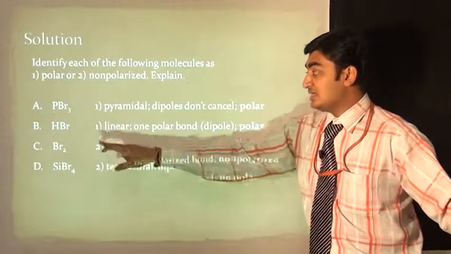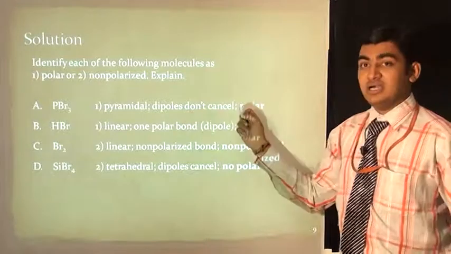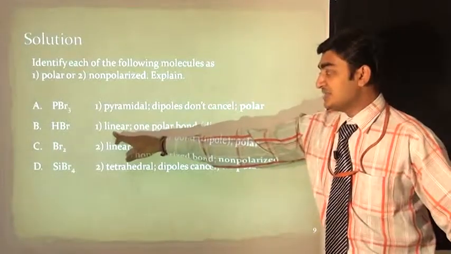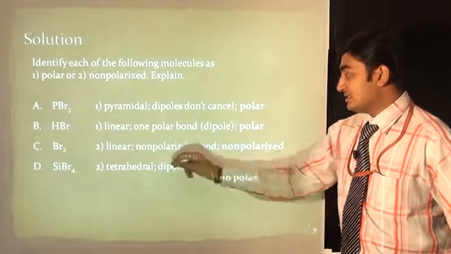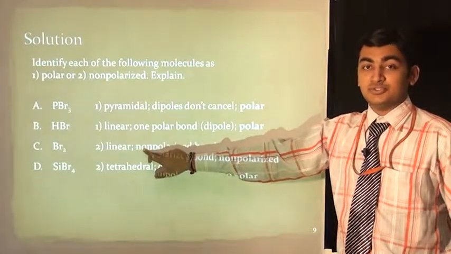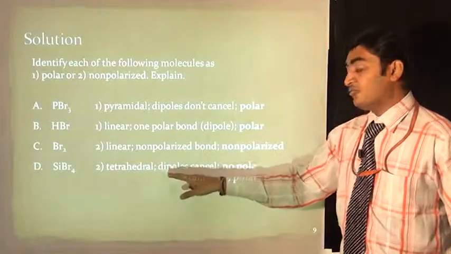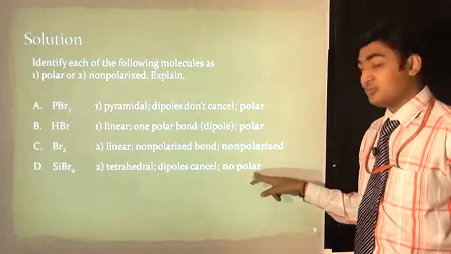First, PBr3: the dipoles do not cancel each other, so it is polar. HBr is a linear dipole, H plus and Br minus. Then Br2 is a gas which has covalent bonds, so it is a non-polar material. Then SiBr4 has a tetrahedral structure and it has covalent bonds, so it is a non-polar material.